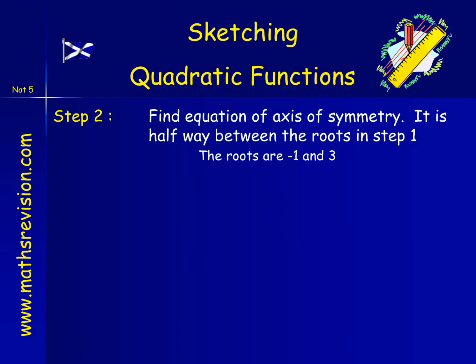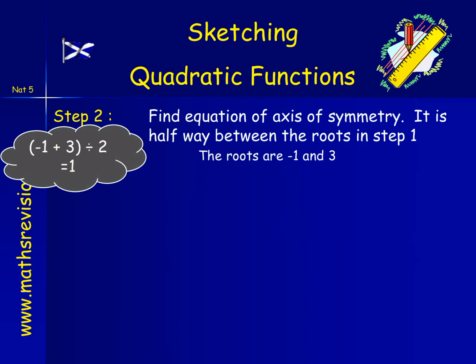If you're not too sure how we get halfway between them, the easy thing to do is add the two numbers together. -1 add 3 is 2, and divide it by 2. Find the midpoint. Remember, it says find the equation of the line of symmetry. The equation of the line of symmetry is always x equals. The line of symmetry always cuts through the x-axis. So x equals 1. Okay, 1 is the middle of -1 and 3.